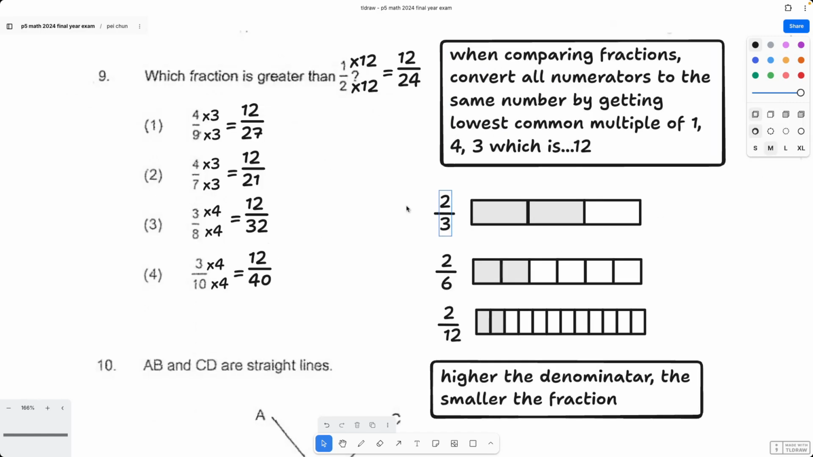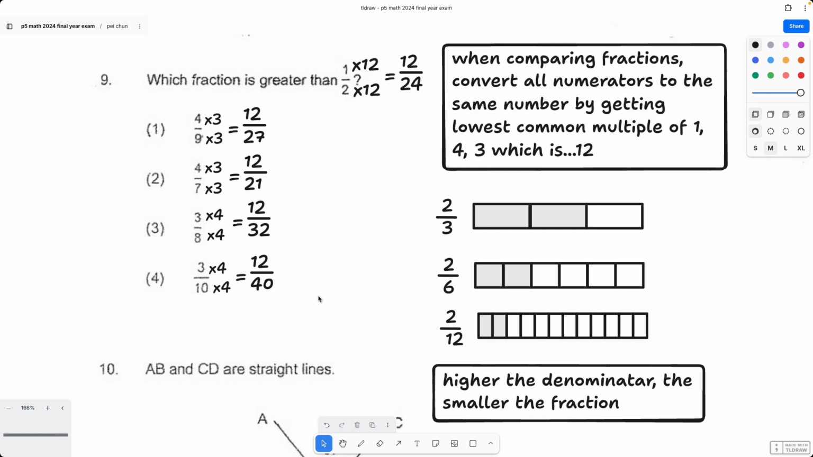Okay, so I've added a couple of things over here. Two things: I've converted all the numerators to the same, so number one, and number two is that the higher the denominator, the smaller the fraction.